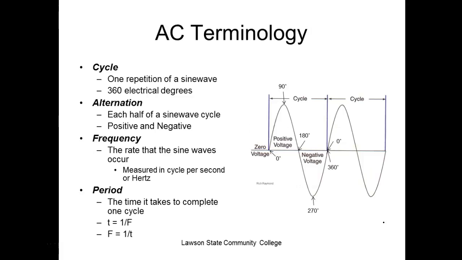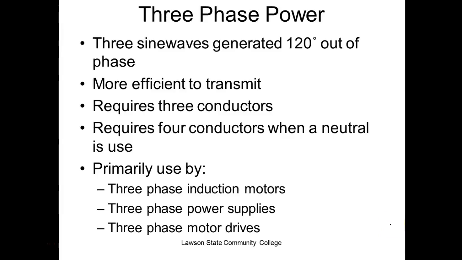Alternation: each half of the sine wave we call an alternation, so we have a positive alternation and a negative alternation. Frequency is the rate of the cycle curve, and period is the time it takes to complete one cycle. Time is 1 over frequency, and frequency is 1 over time. Are we okay so far? Three-phase generates voltage or current. Generators generate voltage.